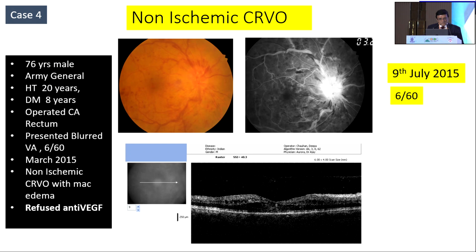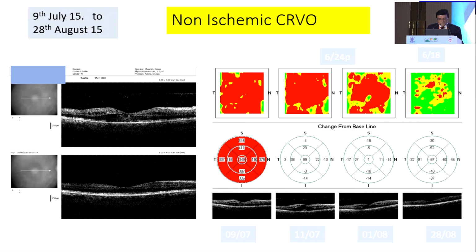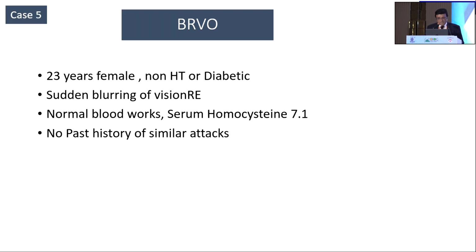So this was an army general who had come to me with non-ischemic CRVO. He knew everything about anti-VEGFs and he said, I do not want any anti-VEGF injected in me, and I have now followed him for many years. And we gave him a subthreshold micropulse laser, and these are his sequential pictures over a period of time, and he responded well. We have been managing him since 2015.